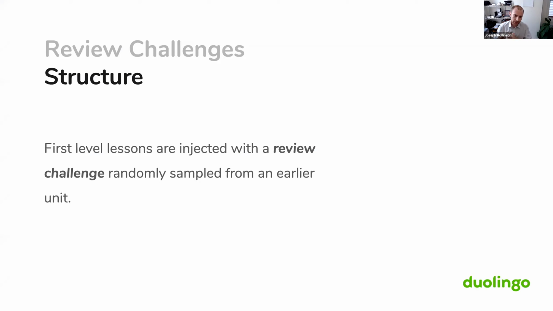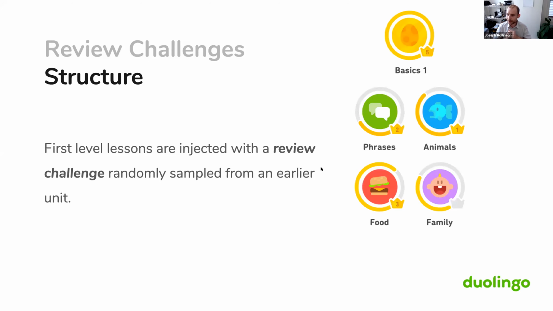The general structure that we hit upon is this idea that we inject challenges into lessons that have been randomly sampled from an earlier unit. To try to visualize that a little bit, because I know it's a little complicated, suppose you have a user who's got a course like this, and they're currently doing lessons in the family skill. What we do is we inject an item from an earlier skill into this later skill, and then look at how the user did on this injected item. And we call this a review because it's an item that the user has seen before.